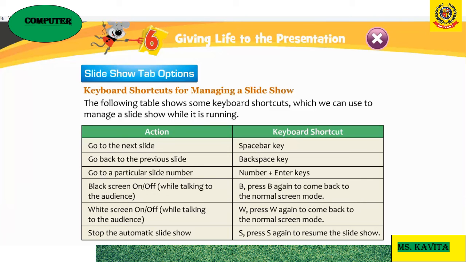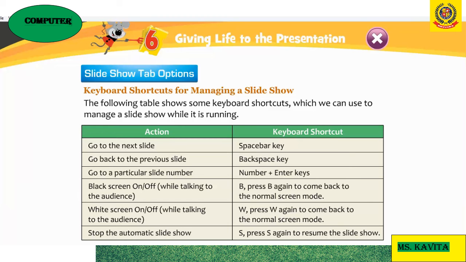Black screen on/off while talking to the audience: press B, press B again to come back to the normal screen mode. White screen on/off while talking to the audience: press W, press W again to come back to the normal screen mode. Stop automatic slideshow: press S, and press S again to resume the slideshow. We can resume the slideshow.